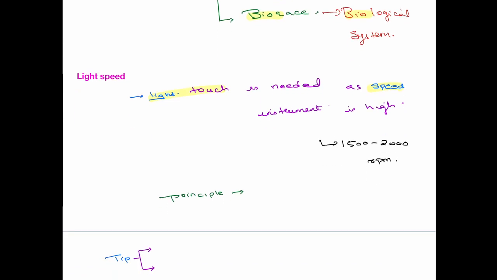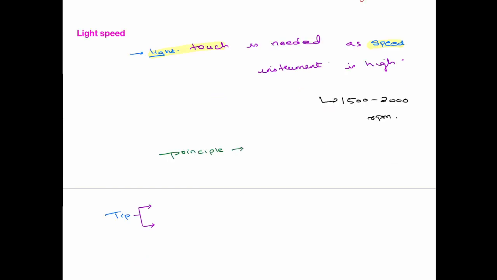A very similar concept applies to the principle. What is the principle used in Light Speed? Minimize as much as possible the contact between the instrument and dentine. Light touch, minimize the contact as much as possible between instrument and dentine. That's why we are increasing the speed, so that you don't need to press it onto the dentine, because this speed in itself is enough to get better cleaning efficiency.